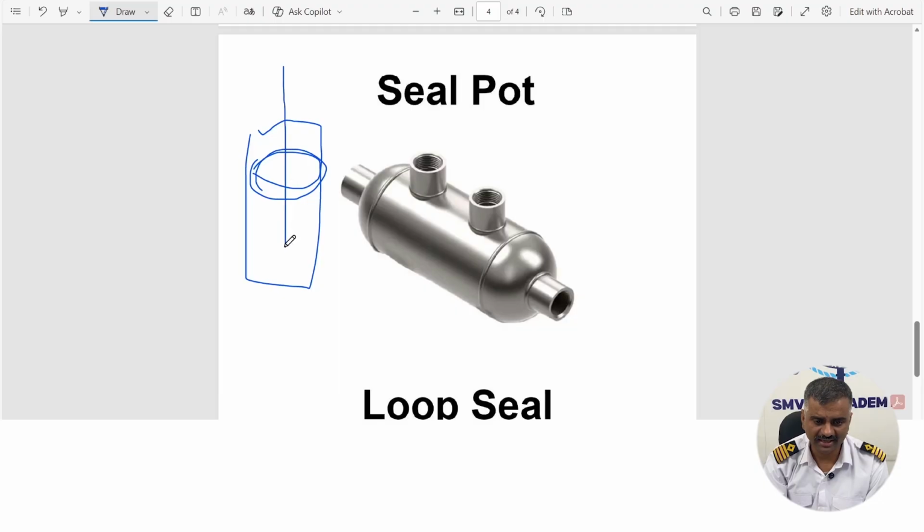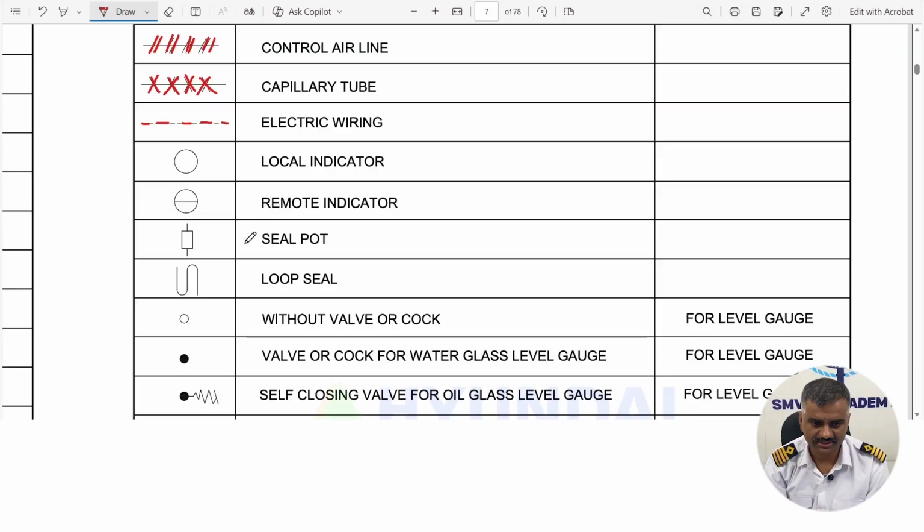To contain any moisture or condensate that is coming in the exhaust line. The moisture or condensate from the drains of the exhaust will come into this seal pot. So the basic purpose of this seal pot is to drain out the moisture and condensate, and thereby the seal pot is given in the exhaust lines in the engine room. That is for the seal pot.